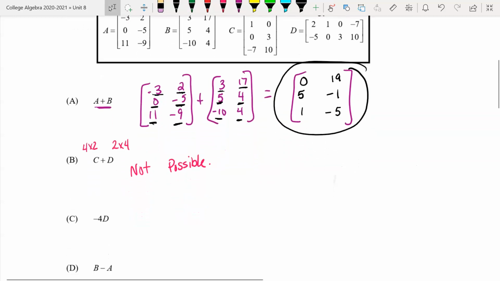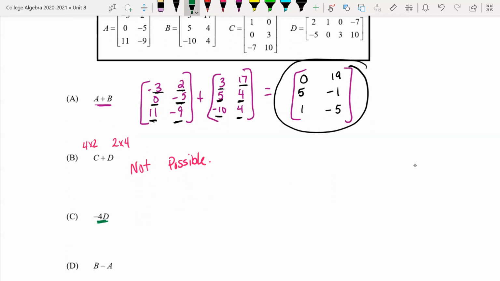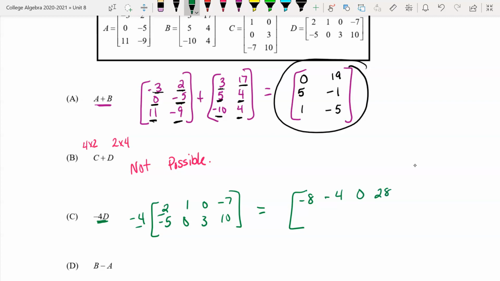Okay? This is called a scalar. So you're going to multiply every number by that number, just like the distributive property, but for matrices. That's the way I think about it. So put -4 on the outside. So you just multiply everything by -4. So I get -8. So -4 times 2, -4 times 1, -4 times 0, -4 times -7, -4 times -5, -4 times 0, -4 times 3, and -4 times 10. And that would be your answer.